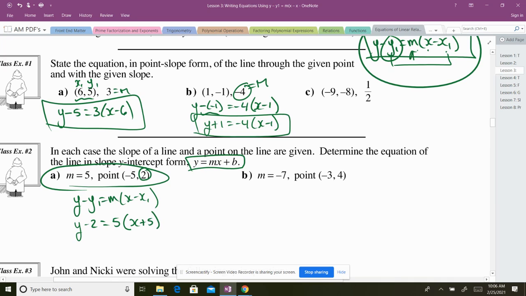Okay, they don't want it in point slope. They want it in mx plus b. So what do I do? Does mx plus b have brackets? No. I don't see any brackets there. I need to get rid of the brackets. So now we're going back to polynomials. What do I do with the 5? Yes. Dump the 5 in.